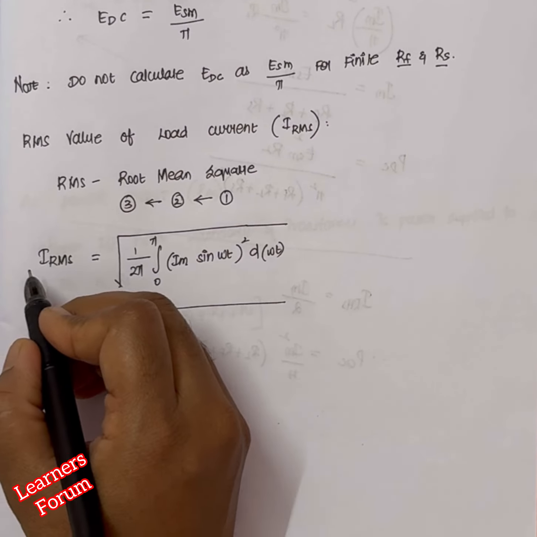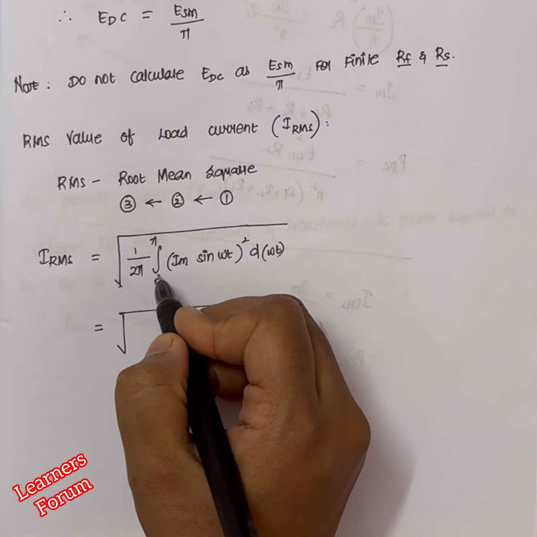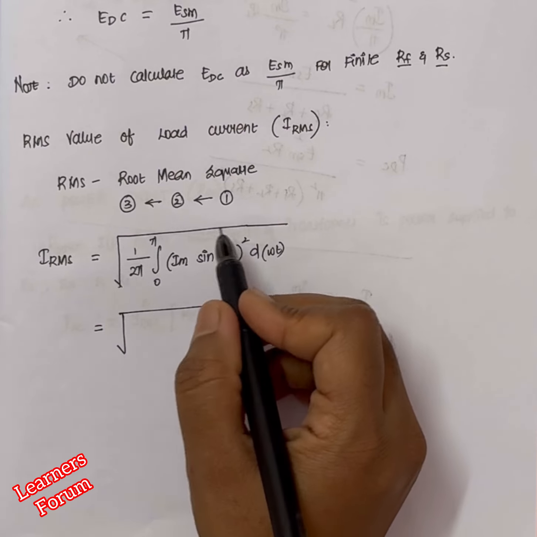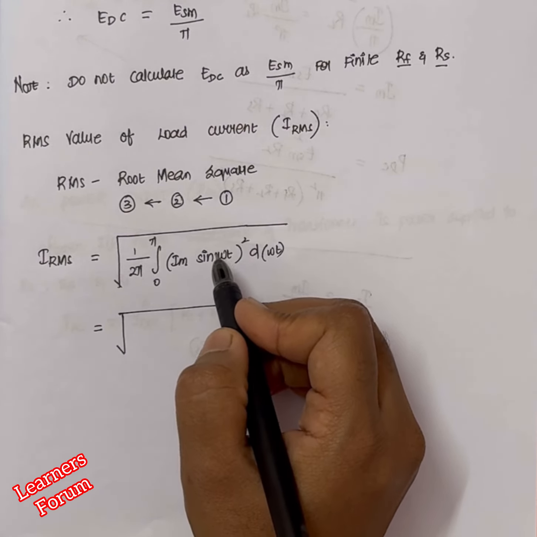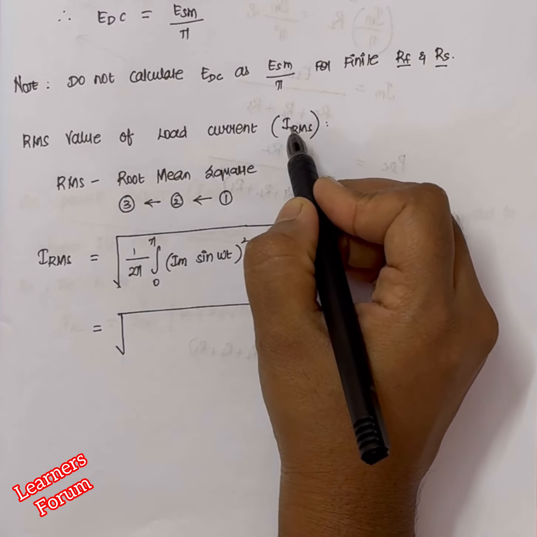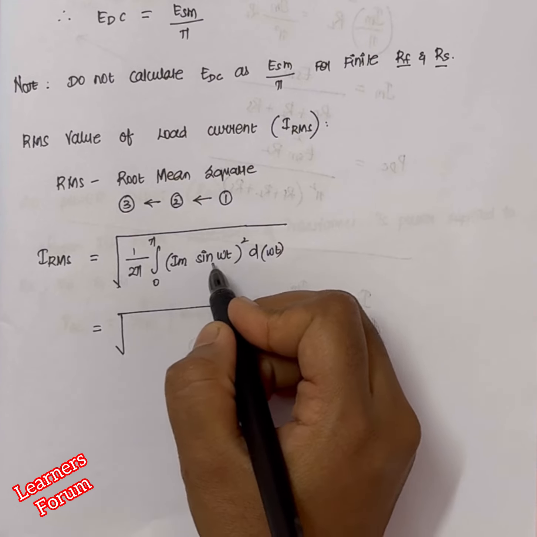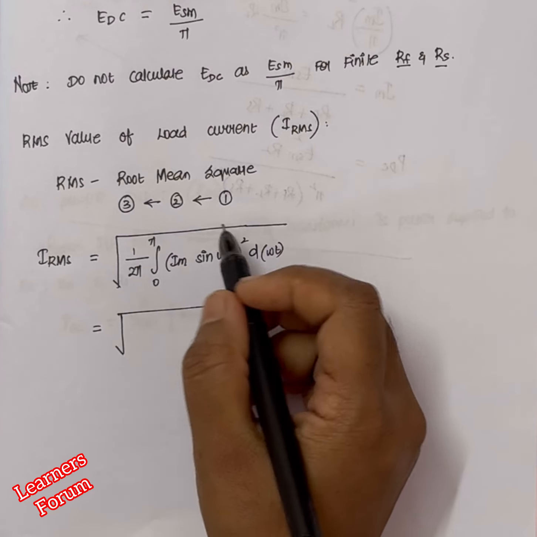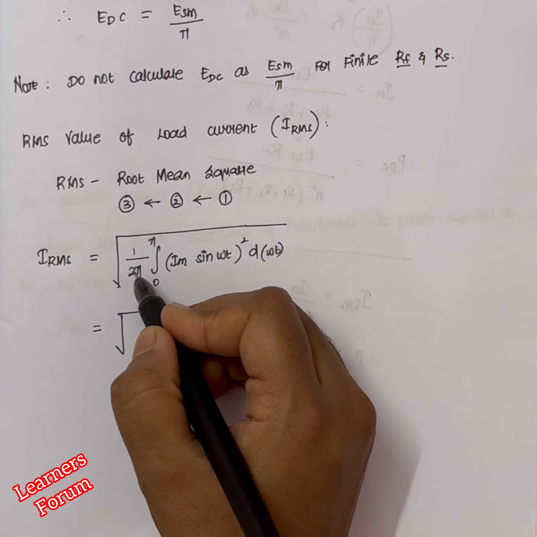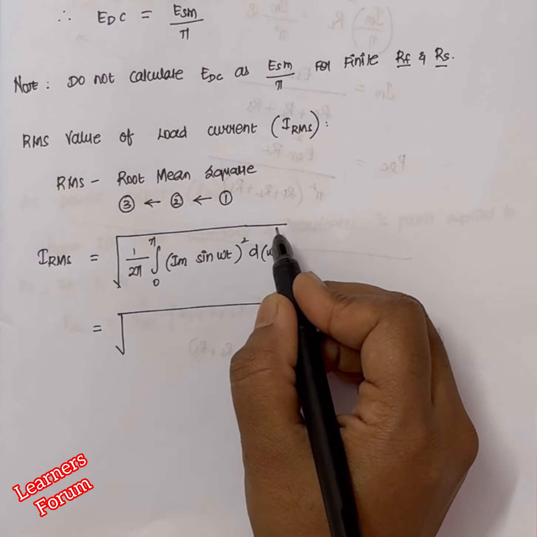Now let us calculate the value of IRMS, which is nothing but square root of 1 by 2 pi integral 0 to pi of (Im sin omega t) square d omega t. As I said before, first we calculate the RMS for the current. So we have to take the squared value of current first. The squared value of load current is (Im sin omega t) square. Then you have to take the mean value, so it is the integral from 0 to pi divided by 2 pi, and third, you have to take the square root. So we have a square root over here.